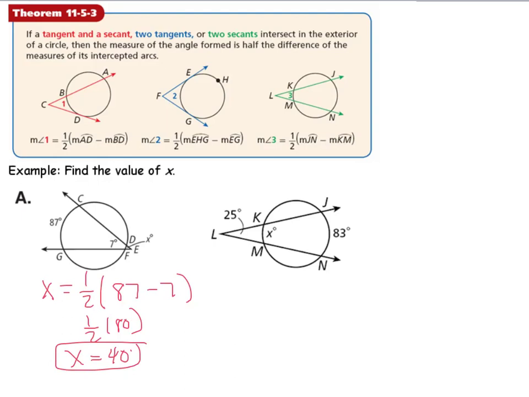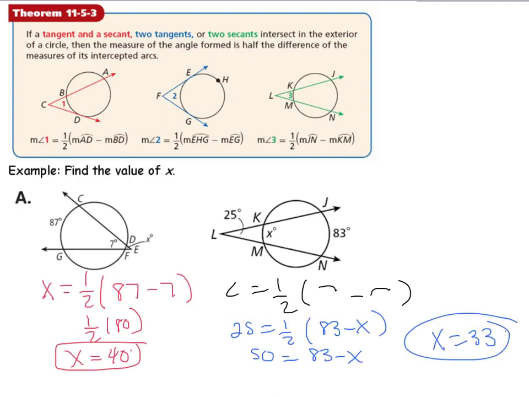All right, you try this next one. It's a little bit different because the angle's given to you, but it's the same setup. Angle equals 1/2 the difference of the arcs. So try this, come back, and then we'll see if we end up with the same answer. All right, so 25 is 1/2 of 83 minus X. I multiplied by 2 first to get rid of that fraction, and then I solved. So this is going to be a 33-degree arc.